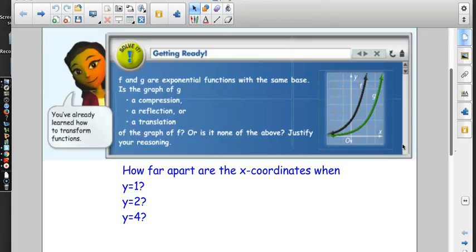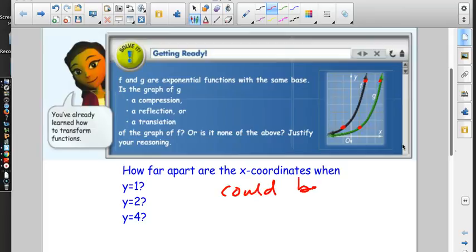This one says f and g are exponential functions. And I look over there and I think, well, they're both growth. They're going up from left to right. Okay, so is the graph a compression, a reflection, or a translation? Well, let's investigate. This point looks like it goes right over there. That seems like they're moving at 2, so let's check one up here somewhere. This looks also like they're moving at 2. So this could be a translation. Absolutely could be.